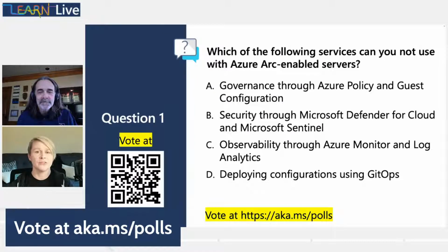So what do you think, John? Which of the following services can you not use with Azure Arc-enabled servers? Governance through Azure Policy and Guest Config. We know it can do that. Security through Microsoft Defender for Cloud and Sentinel. We know it can do that. Observability through Azure Monitor and Log Analytics. We talked about all three of these things. But D, deploy configurations using GitOps. Isn't that more of a Kubernetes thing? Yeah, we didn't even talk about that today.